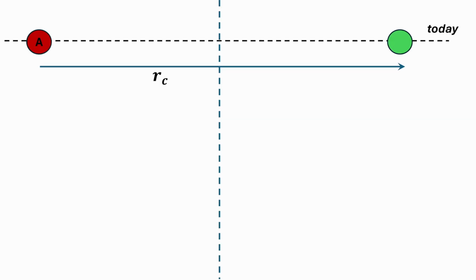For a generic observer A, we can define a coordinate system in which the current distance from A to an observed object is measured as if A is at rest. This coordinate system is fixed, it is not expanding, and the distance measured is called comoving distance in cosmology and is denoted as r sub c.